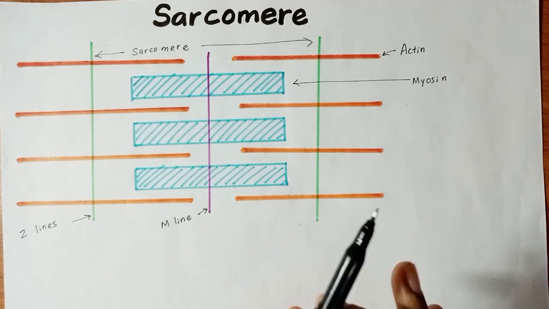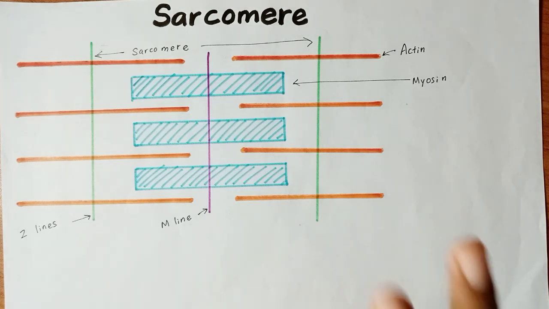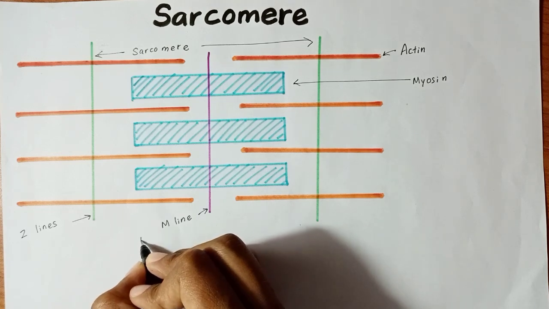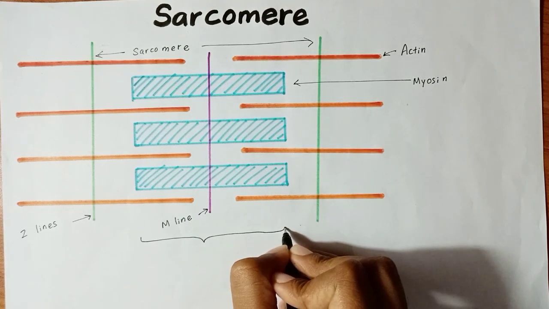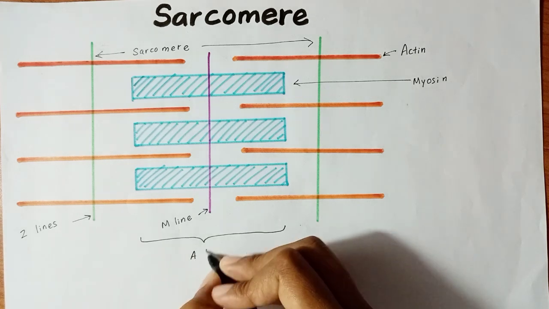Now let's talk about the bands in this sarcomere. There are two main types of bands, A band and I band. A bands are darker and I bands are lighter. When we say that they are darker, it should consist of so many filaments. That's why they are darker. So the darker band consists of these thick filaments. They are known as A bands.